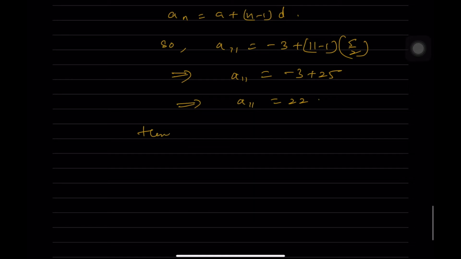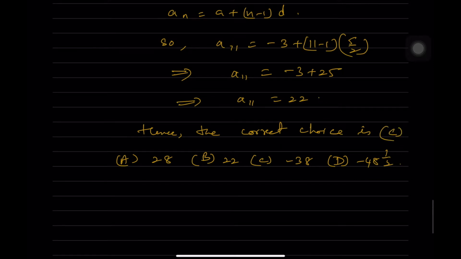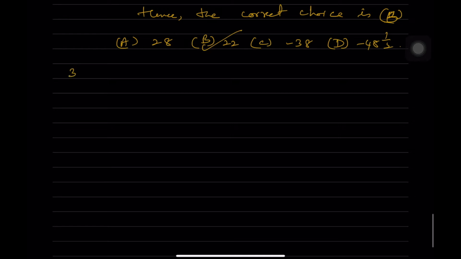Hence here the correct choice is, you have A as 28, B as 22, C as -38 and D as -48 1/2. So choice C is correct here. Correct choice is C. I'm sorry, B, because it's 22. So this is the correct choice. Now going into the third question.